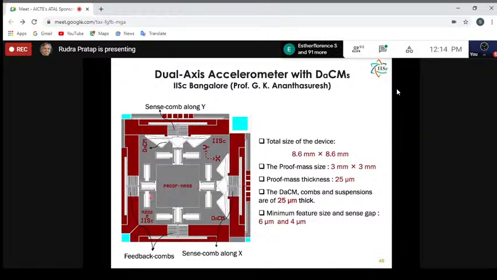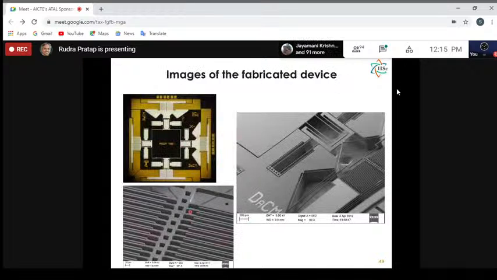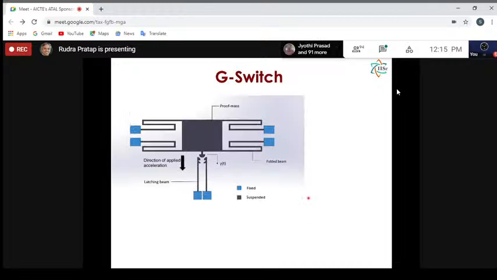Now, you can build accelerometers which are dual axis accelerometers with all kinds of sophistication. This is done in our institute in Professor Anand Suresh's lab, where a mechanical amplifier, this is a mechanical amplifier which is used for amplifying the displacement. Okay. In its full glory, you can see it here, fabricated structure. What does it look like, right?